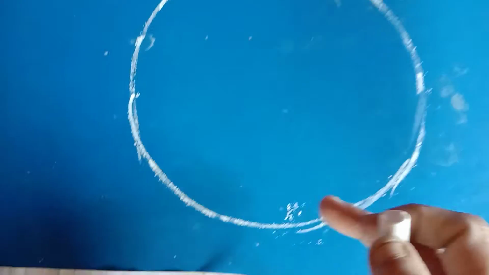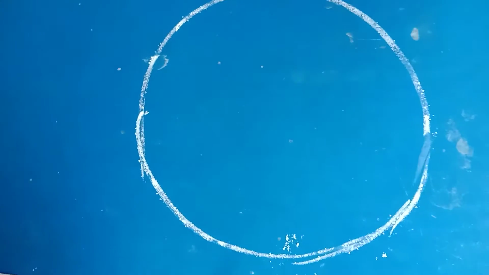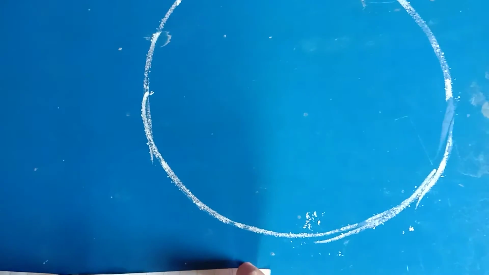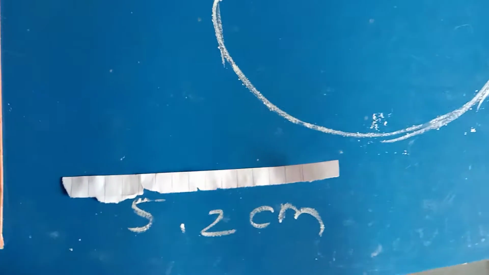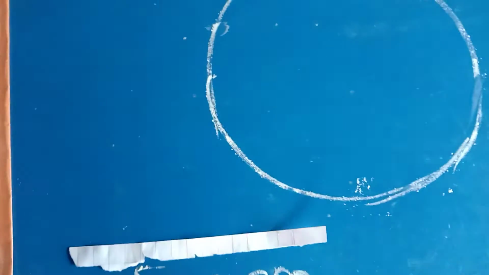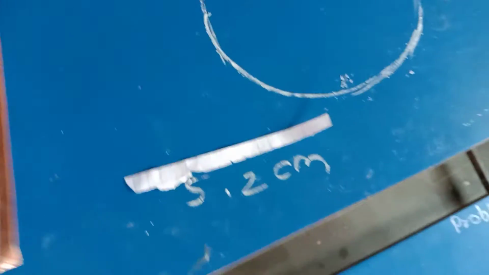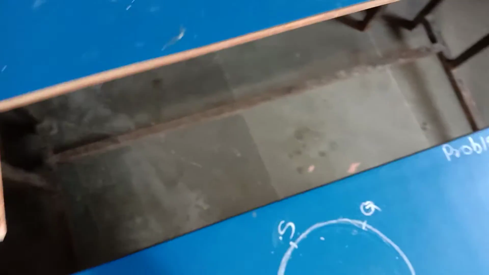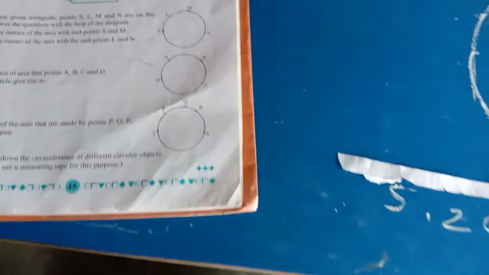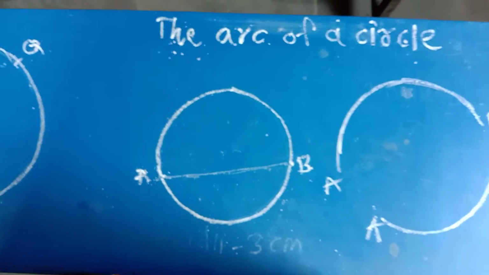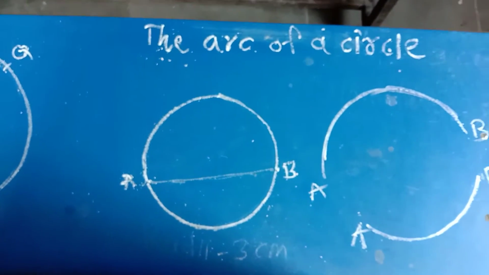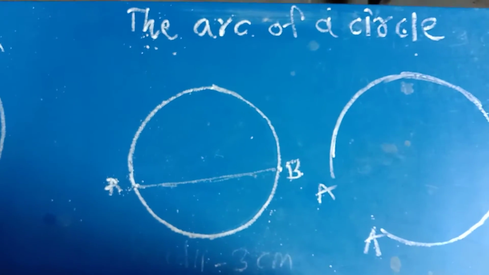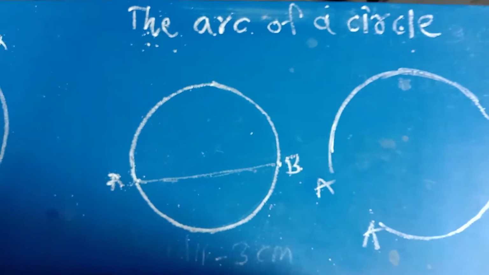If you have a circle, cut it and measure the length of that string or that strip of paper. This is called the circumference. Okay, now look here. What is an arc? Now look, we studied what is the circumference of a circle. Now we are going to study what is the arc of a circle.